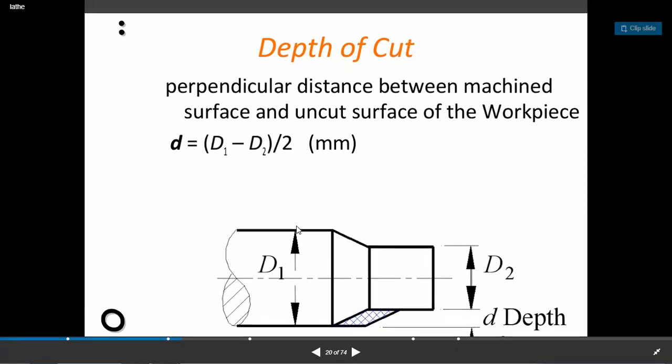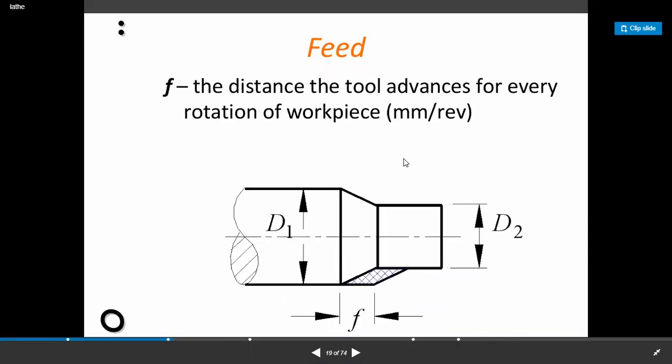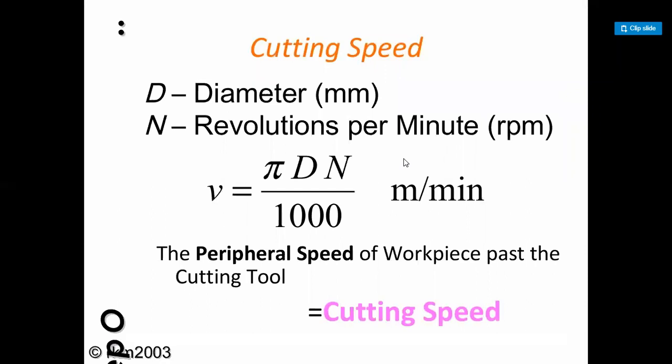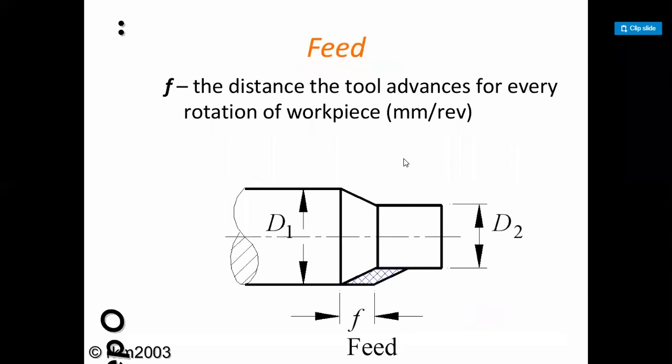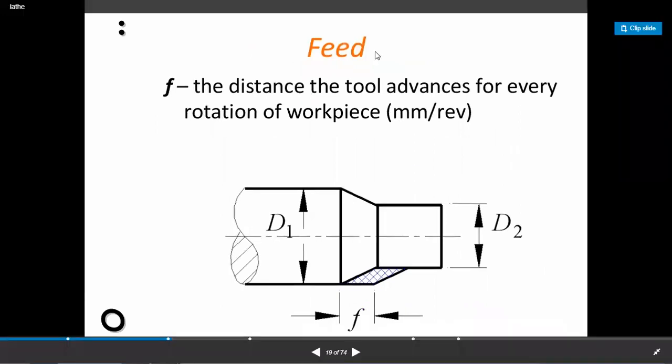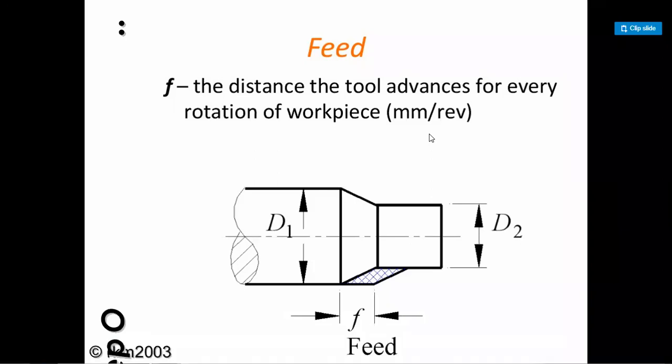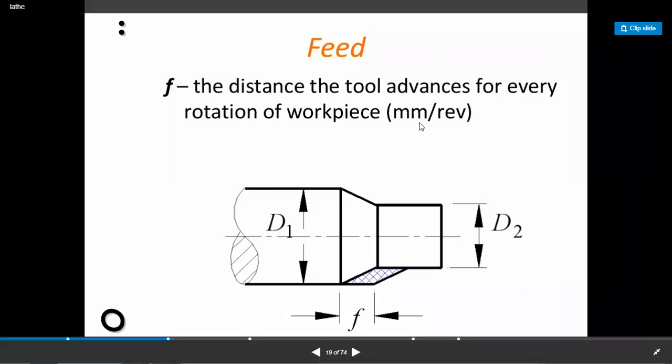These are the three parameters. Again, I am revising. These are the important ones as per your numericals. So first is cutting speed, given by the formula V equal to pi d n upon 1000. Then next is feed. Feed is the distance the tool advances for every rotation of the workpiece. Feed is always in mm per revolution. For one rotation the tool advances, and for the next rotation the tool advances again. So that is tool advancement in mm per revolution. That is the speed of the tool.